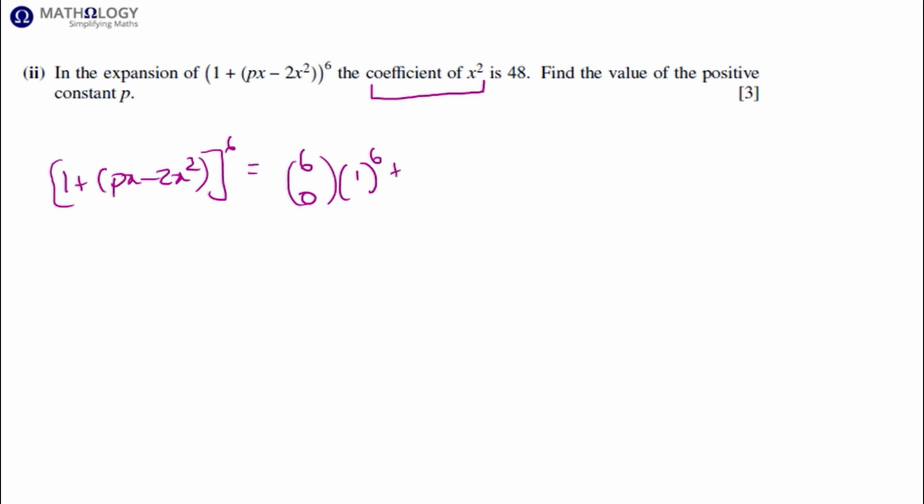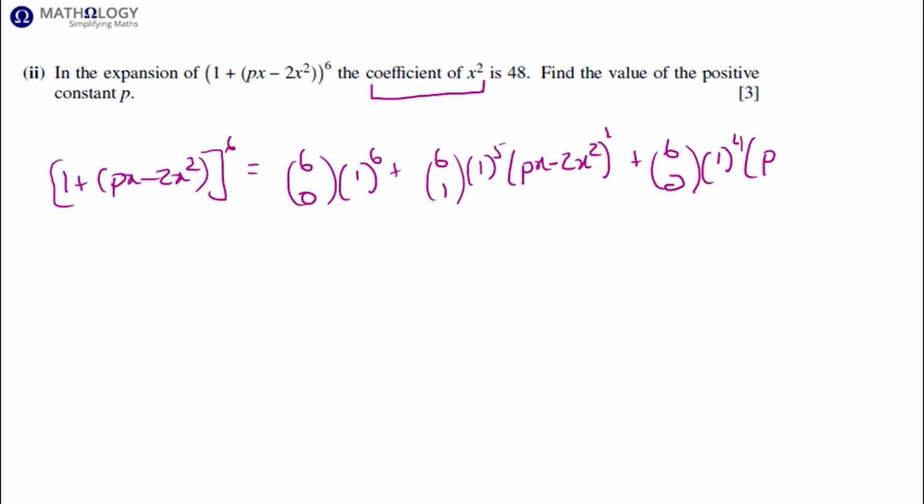1 to the 6, plus 6 choose 1, 1 to the 5 times (px - 2x squared) to the power of 1, plus 6 choose 2, times 1 to the 4 times (px - 2x squared) all squared, plus 6 choose 3, 1 to the 3 times (px - 2x squared) to the power of 3.